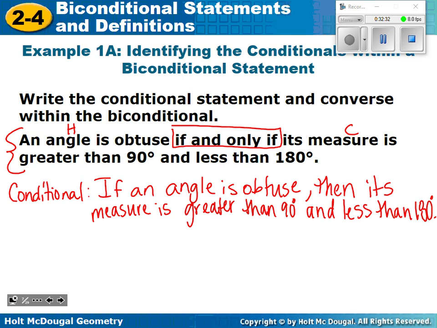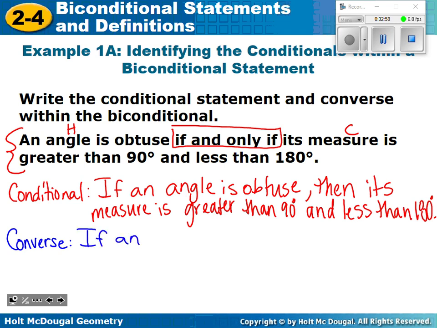Okay, remind me, converse is going to do what to this again? Switch it, right? Flip the hypothesis and the conclusion. So go ahead and tell me, what would my converse say? If an angle's measure is greater than 90 degrees and less than 180 degrees, then it is an obtuse angle. Very good, and I love that you didn't start with if it's. You started with if an angle. You went back and repeated what the subject was.